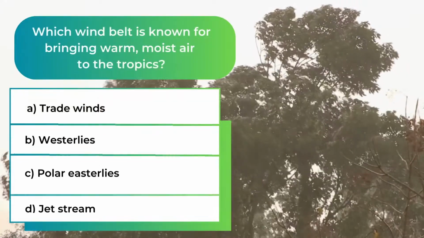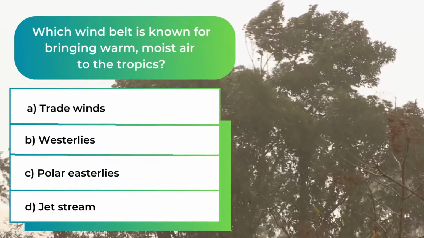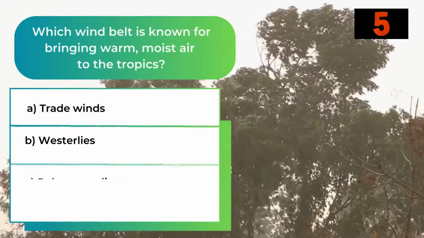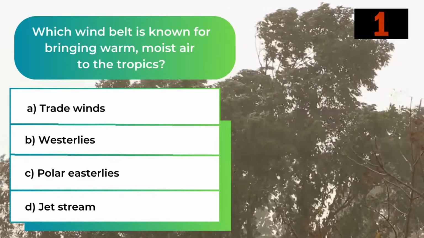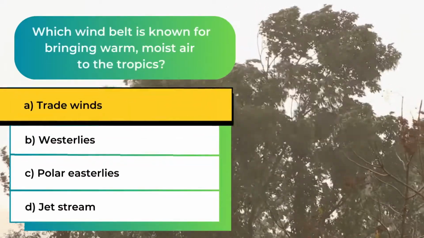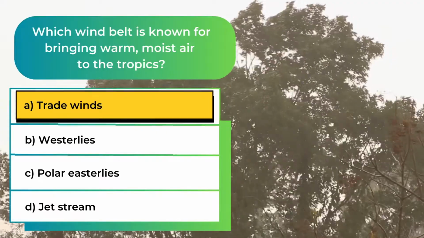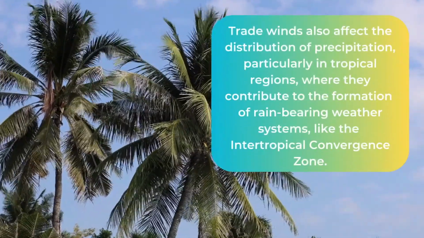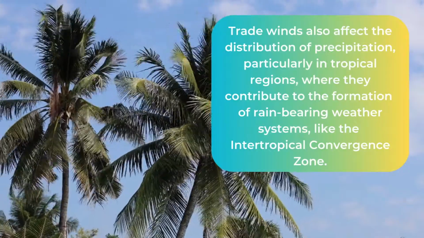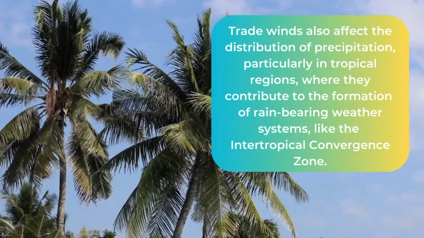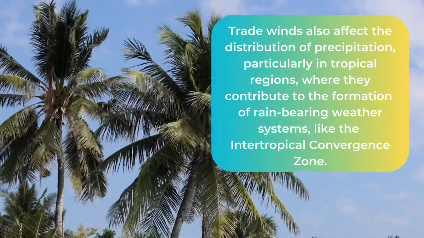Which wind belt is known for bringing warm, moist air to the tropics? The answer is A. Trade winds. Trade winds also affect the distribution of precipitation, particularly in tropical regions, where they contribute to the formation of rain-bearing weather systems, like the intertropical convergence zone.